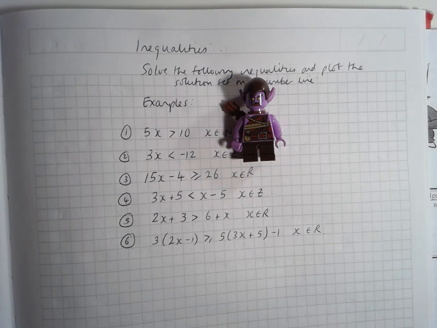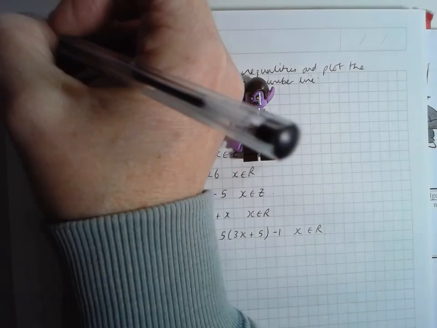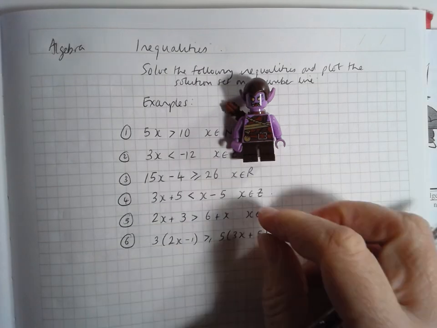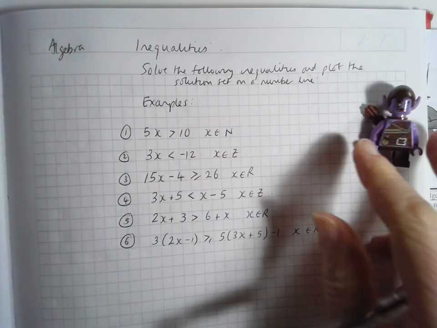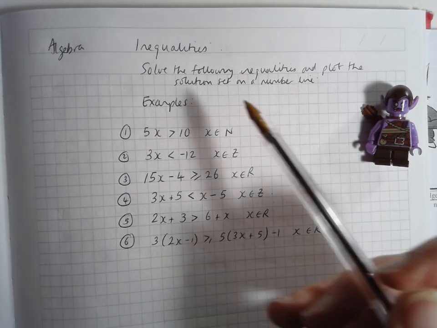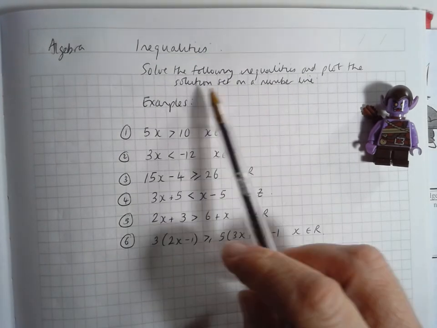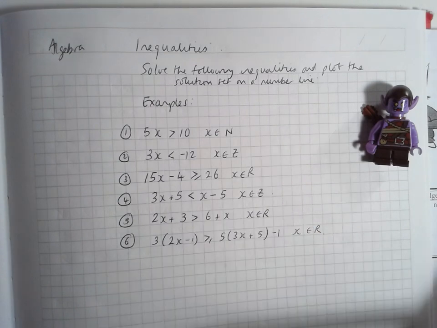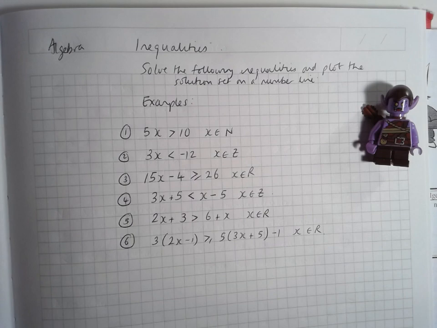Today it's another algebra video and I'm going through inequalities again. So what I'm going to do is run through these examples. The question says solve the following inequalities and plot the solution set on a number line. What I'm suggesting you do is pause the video now and do as many as you can without getting stuck, and then come back and watch the video again and see how you're getting on. Okay, so pause the video now and then restart it when you need some help.